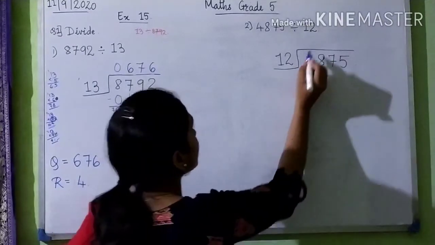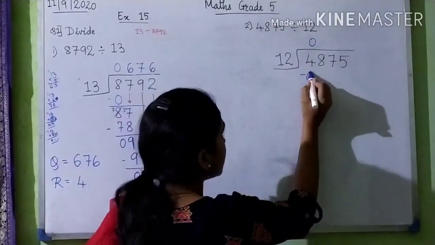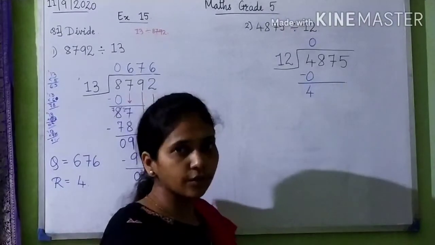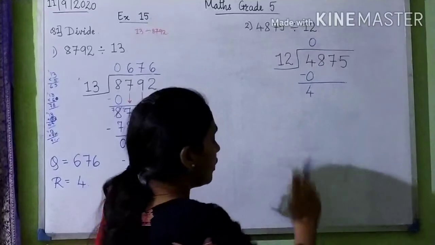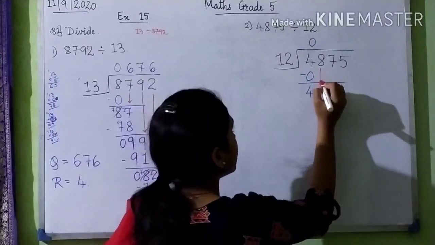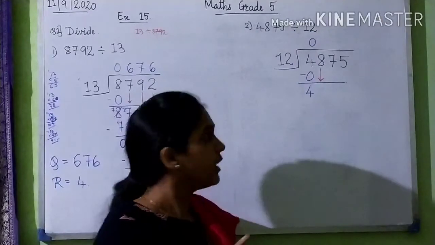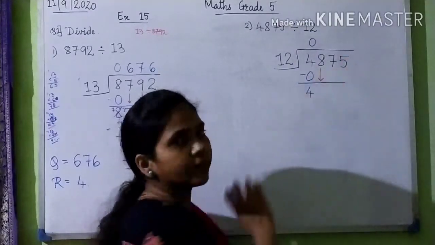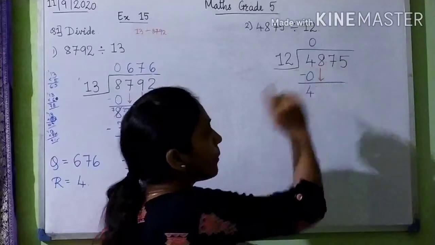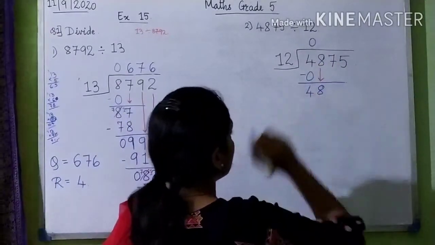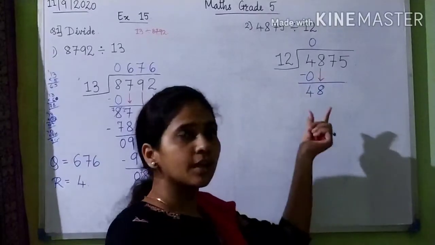So 12 into 0 will give me 0. So 4 minus 0 will be 4. Okay. So now I get 4. And now after that I will take one number. At a time you can take only one number down. Okay. You cannot take full 875 down here. You have to take only one number down. Okay. So now I have taken 8 down. So the number which I have got is 48.